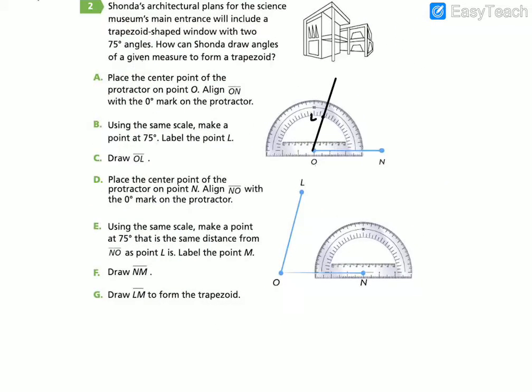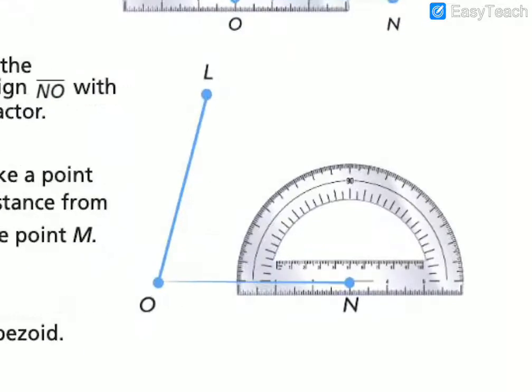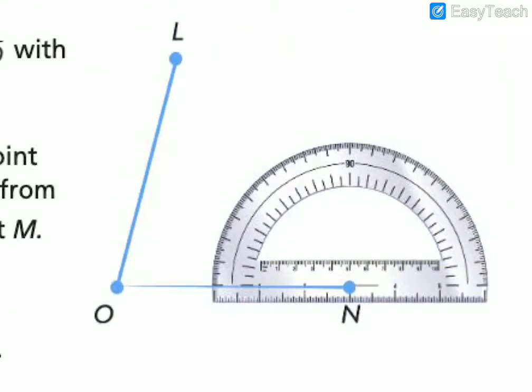All right, now we're going to realign our protractor. So you can see that in this picture here. Because now we need to draw it from point N. So we'll place the center on point N, align NO with the 0 line. Notice now we're working on the outside edge of our protractor. So we're going to use the outside edge this time to find 75.